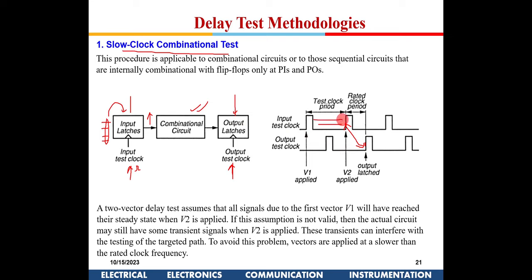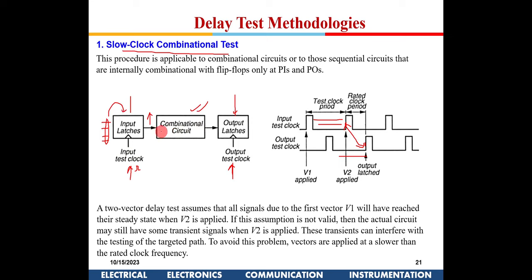Whereas this clock period and this clock period, if you see here, are more than the functional rated clock. Only from here to here, the rising edge of the input to the rising edge of the test clock, comes as per the rated clock period. Initially, you are allowing the first test vector to settle down, giving it more time to get settled, because I don't want that error to come. If the first test vector itself is not getting settled, it will induce an error.